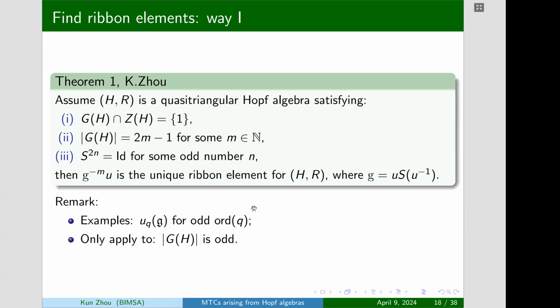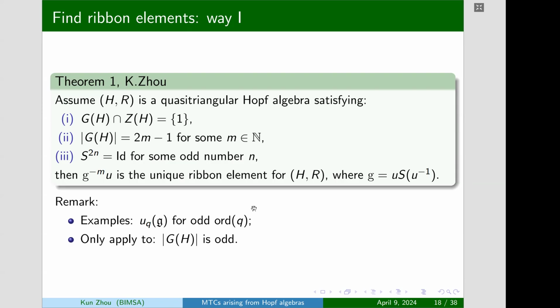Assume (H, R) is a quasi-triangular Hopf algebra satisfying the following three conditions. The first condition is that the central group-like elements are just the unit. The second condition is that the order of G_H is 2n minus 1 for some n. And the last condition is that the square of S is such that its order is another number n. Then the minus n power of G u is the unique ribbon element for (H, R), where G equals u S(u) inverse, and u is uniquely determined by the universal R-matrix R. Here we omit it.